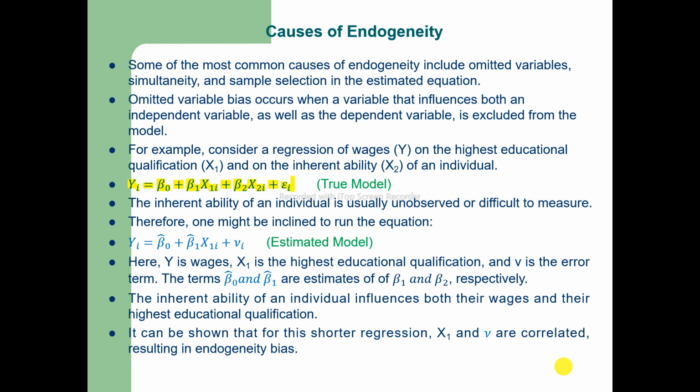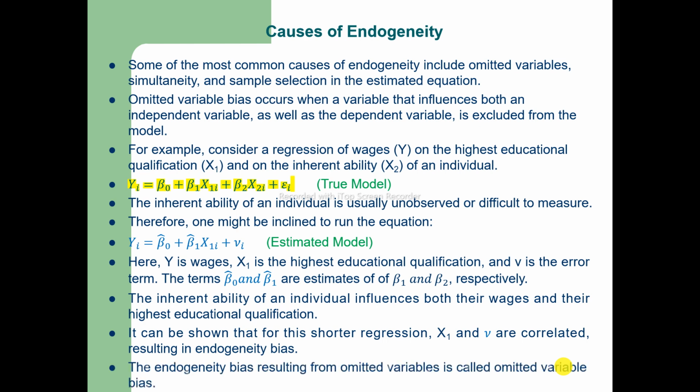And it can be shown that for this shorter regression, x1 and the error term v are correlated, and that results in endogeneity bias. The endogeneity bias resulting from omitted variables is called omitted variable bias.